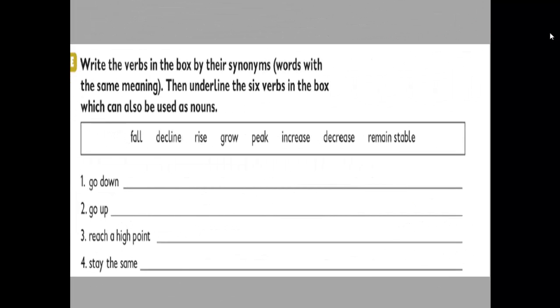Match the verbs in the book with their synonyms. Synonyms means words with the same meaning. Then underline the 6 verbs in the book. We have fall, decline, rise, grow, peak, increase, decrease, remain stable.